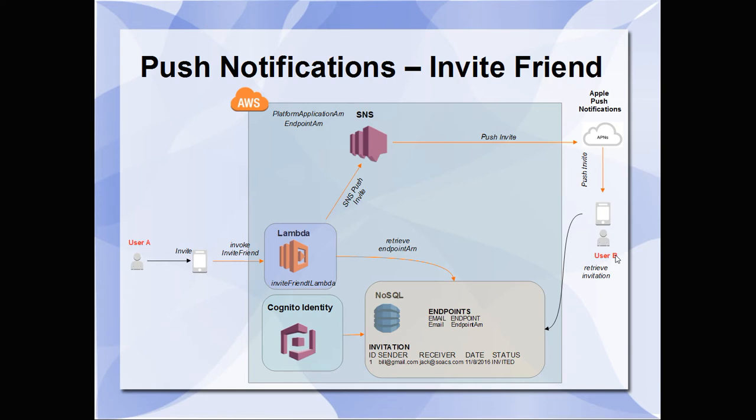If user B gets that notification, it can just view it. We implemented to retrieve the invitation from the invitation table. So sender sent to receiver an invitation on this date, and user B now has received that notification.